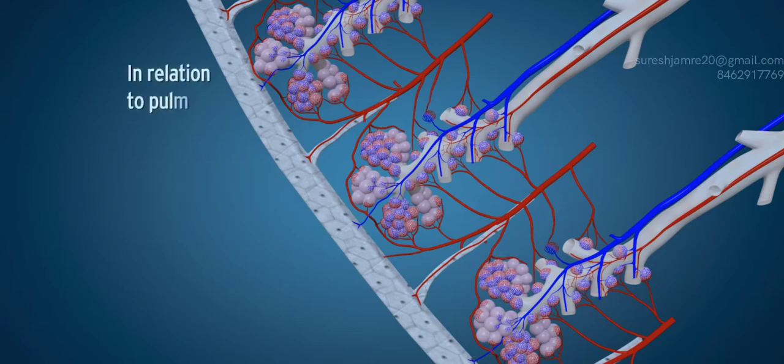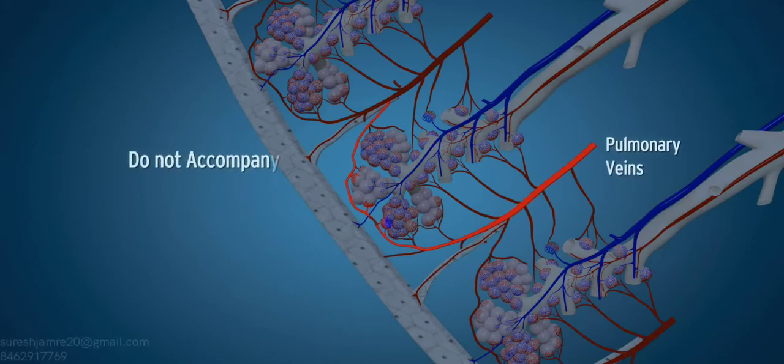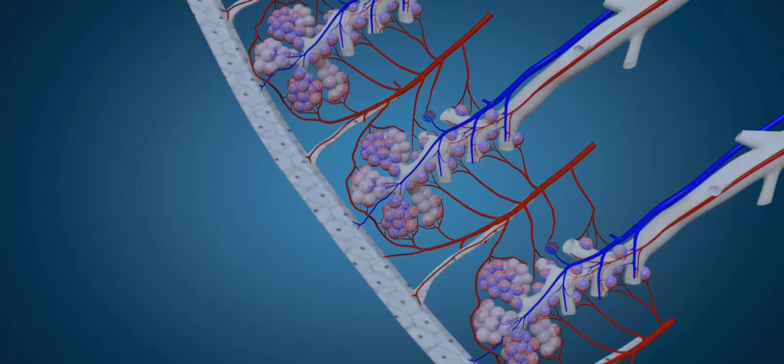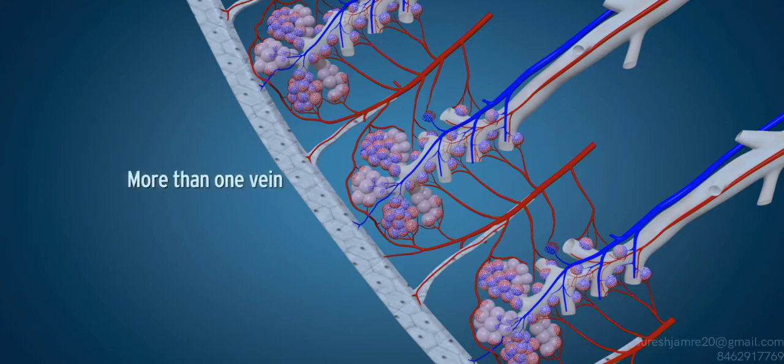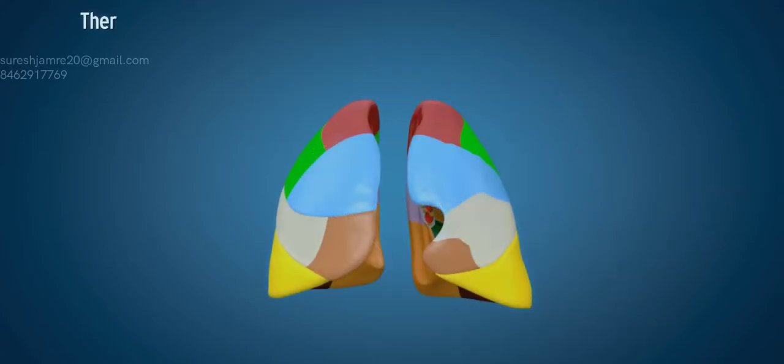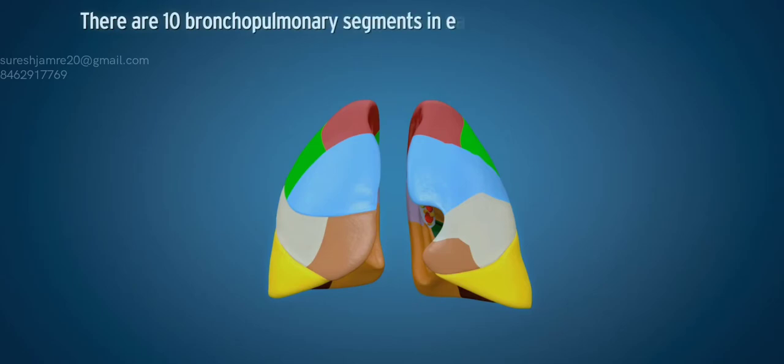In relation to pulmonary vein, the pulmonary veins do not accompany the bronchi or pulmonary arteries. They run in intersegmental planes. Each segment has more than one vein, and each vein drains more than one segment. Close to the hilum, the veins are ventromedial to the bronchus. There are 10 bronchopulmonary segments in each lung.